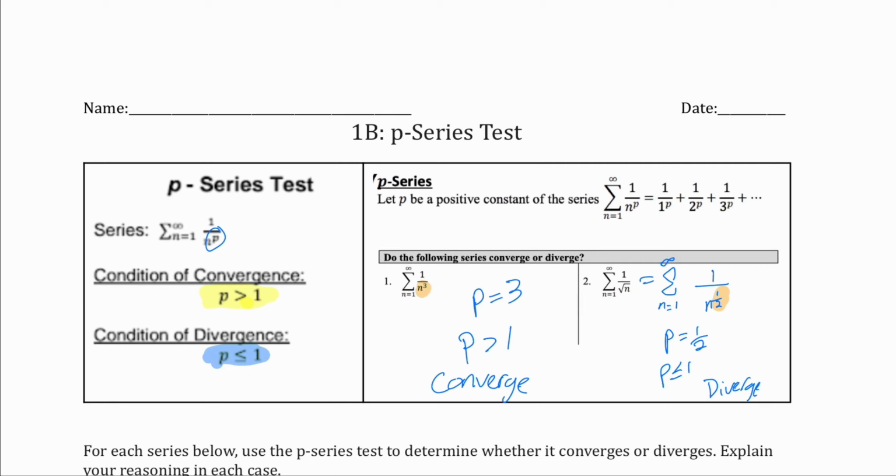Now, remember, it doesn't matter if it's a 3 over n, a 4 over n, it just has to be some number, some constant over n. So take a look at some of the practice. Sometimes you might have to do some rearranging, but ultimately that's the p-series test.